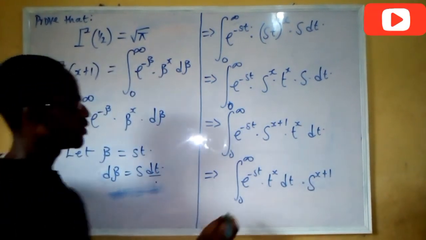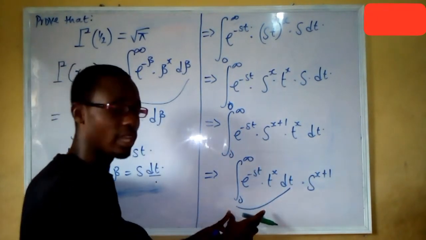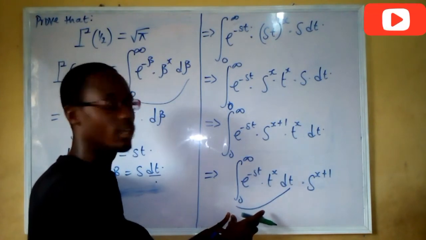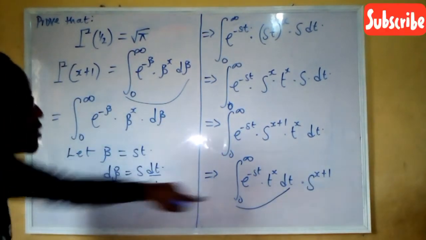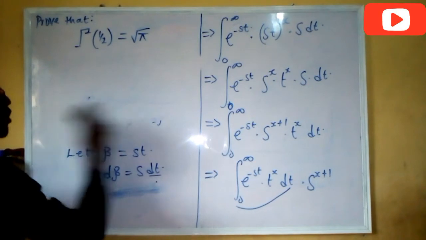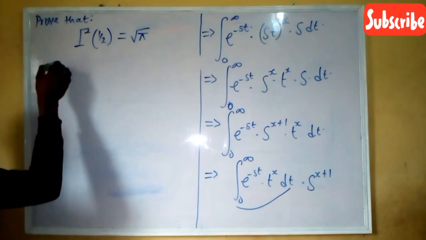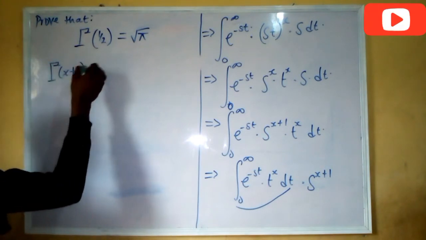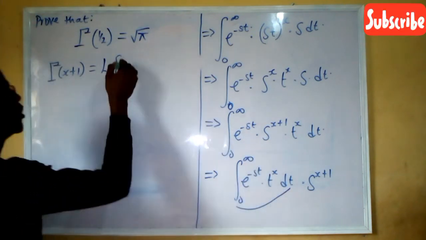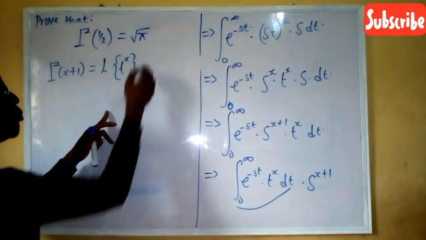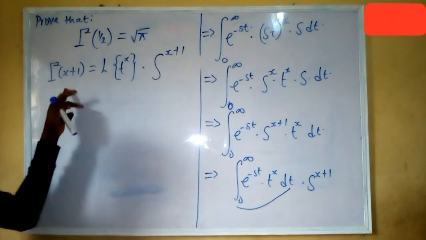If you look at this very well, what I got here is the same thing as the definition of the Laplace transform, the Laplace transform of t raised to the power x rather. Are you following? So the gamma function of x plus 1 is the same thing as the Laplace transform of t raised to the power x, multiplied by s raised to the power x plus 1. So that is for this.